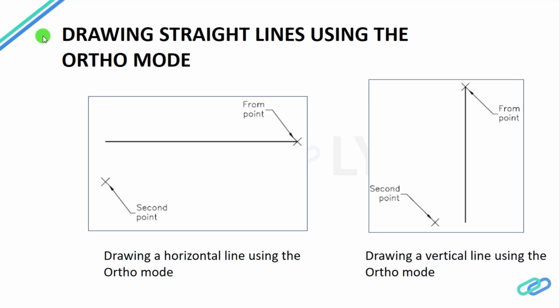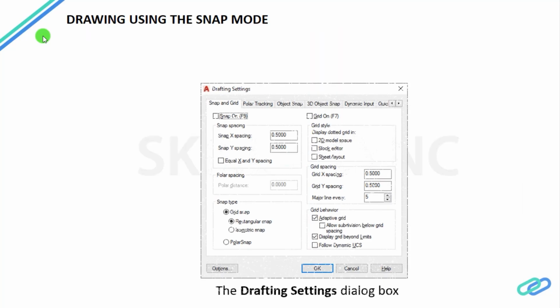Now after drawing straight lines using the ortho mode, we will learn about the snap mode. The snap mode is set through a dialog box called the Drafting Settings dialog box. You can invoke this dialog box by typing DS in your command prompt, and the Drafting Settings dialog box will open.